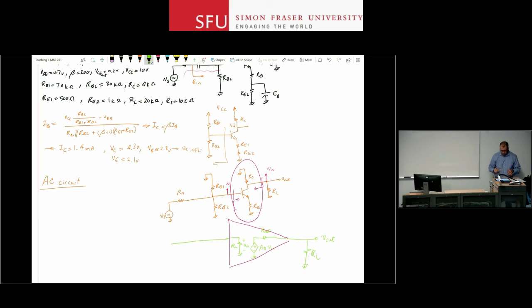At the input, what I have is RB1 and RB2. Well, look at that combination. RB1 and RB2 share one node in the middle, but the other end of both of them is connected to ground, so they're in parallel. So this is RB1 in parallel with RB2. And then I have RS and VS. This is VI to the input of my amplifier, right? It's not VS, it's whatever that is at the input of the amplifier.